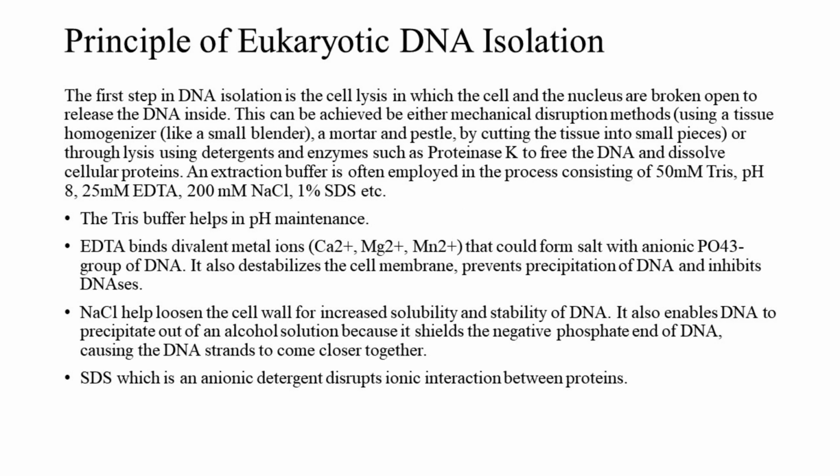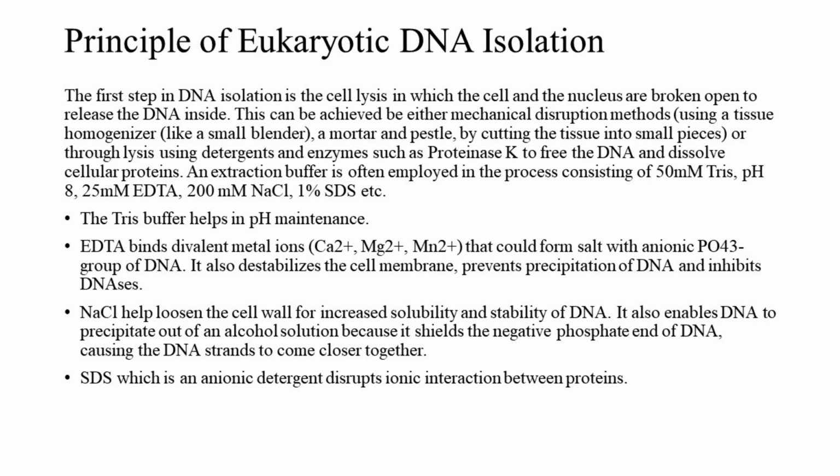Principle of eukaryotic DNA isolation. The first step in DNA isolation is the cell lysis, in which the cell and the nucleus are broken open to release the DNA inside. This can be achieved by either mechanical disruption methods, using a tissue homogenizer, like a small blender, a mortar and pestle, by cutting the tissue into small pieces, or through lysis using detergents and enzymes such as proteinase K to free the DNA and dissolve cellular proteins.